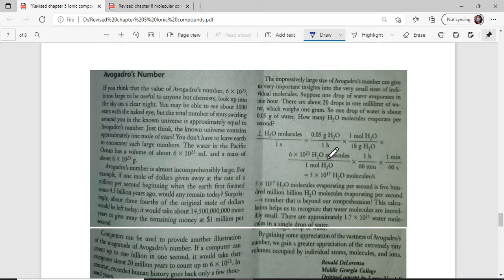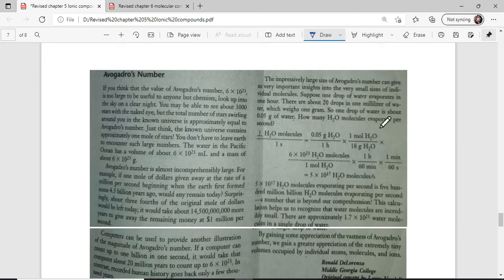So you are being asked a very specific question: how many H2O molecules evaporate per second. So what is given in our question? First, whenever you solve equations, define your problem. In research, you need to identify your problem. What is our problem? How many H2O molecules evaporate per second? Next, identify what is given. You're given 0.05 grams of water.